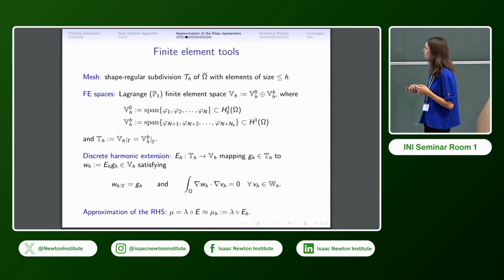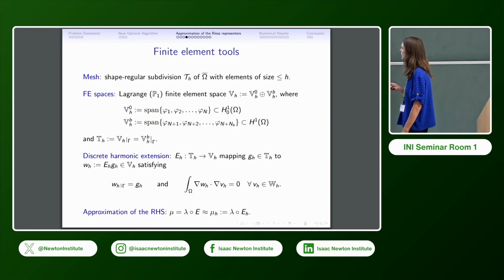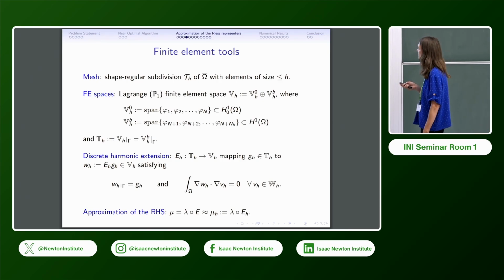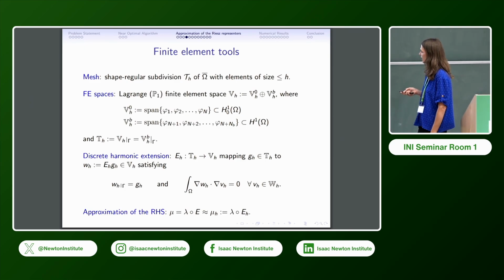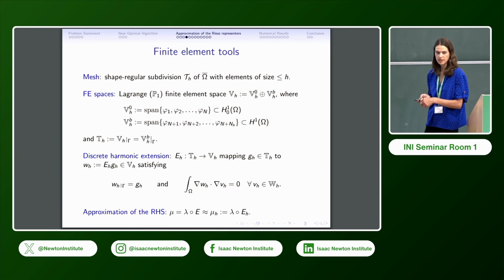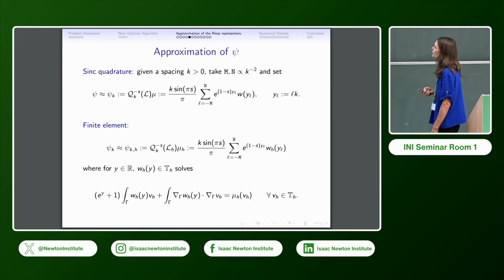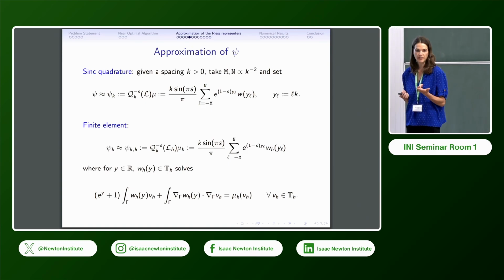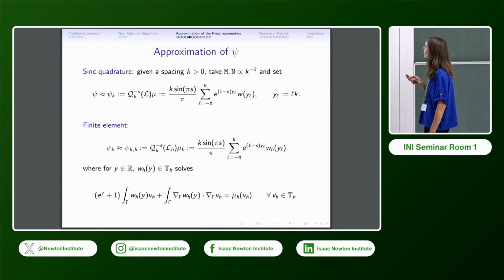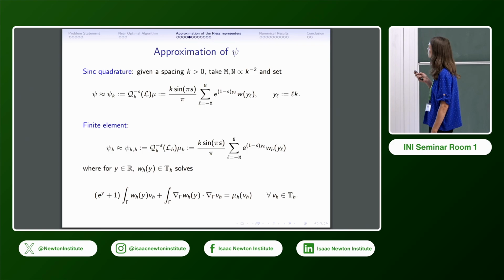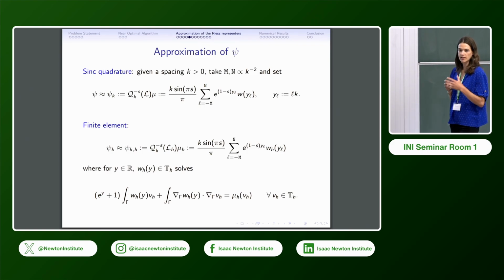Another ingredient that we will need is a discrete harmonic extension operator. It's similar to the continuous one. It takes a function in TH and maps it to VH. And also we will approximate the right-hand side. I recall it's the measurement functional composed with the harmonic extension operator, and we approximate that by replacing E by EH. Okay. So the two steps I mentioned earlier, sinc quadrature and then finite elements, are given here. I have a spacing k that's going to give me my quadrature points. And then I take two positive integers that scale like 1 over k squared.